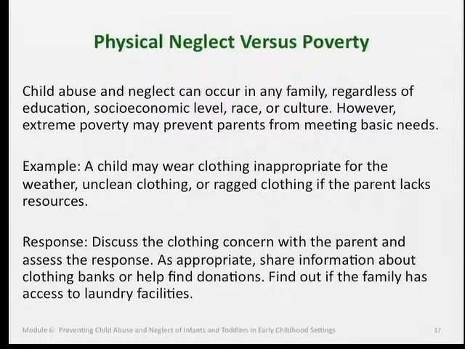If the child wears unclean clothing, find out if the family has access to and money for laundry facilities. In another example, you might observe that a child always arrives looking like she slept in her clothes. This may not be neglect. A single mother who cannot be late for her job may let her child sleep in play clothes so that it takes less time to get ready in the morning. You may notice that she always hugs and kisses her child, and the child appears clean, healthy, and happy.